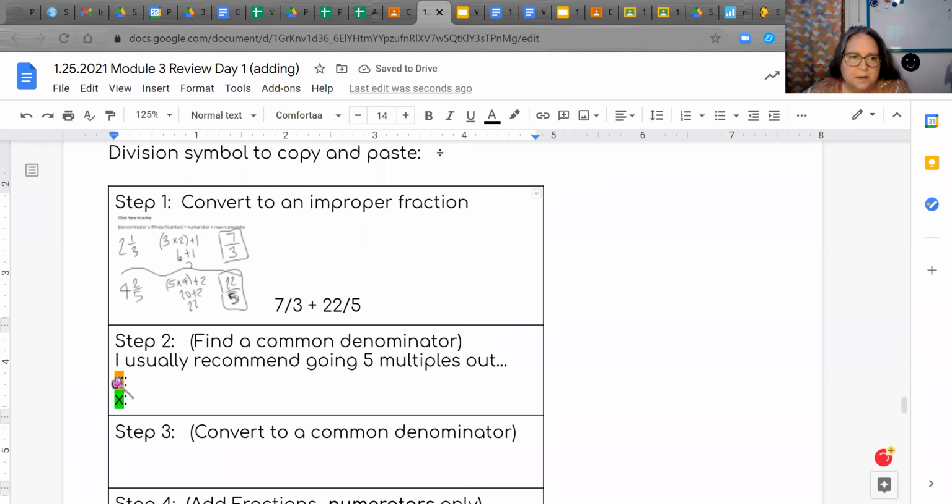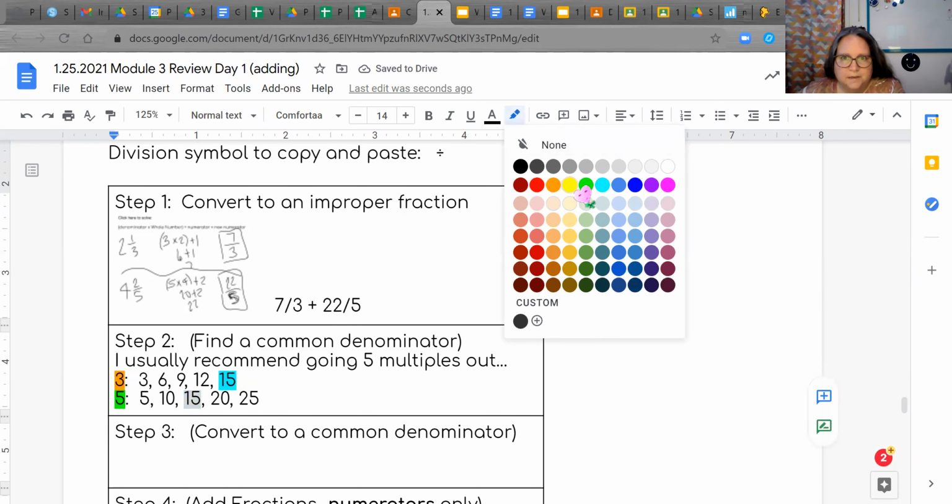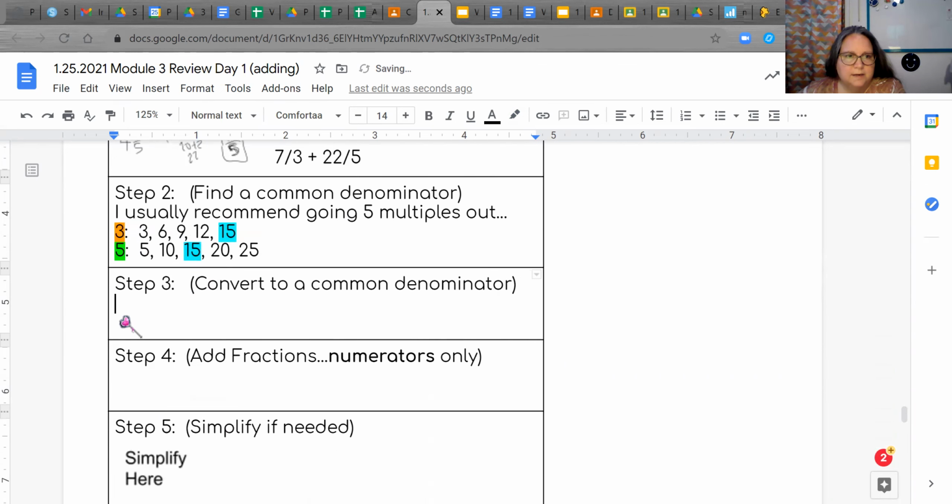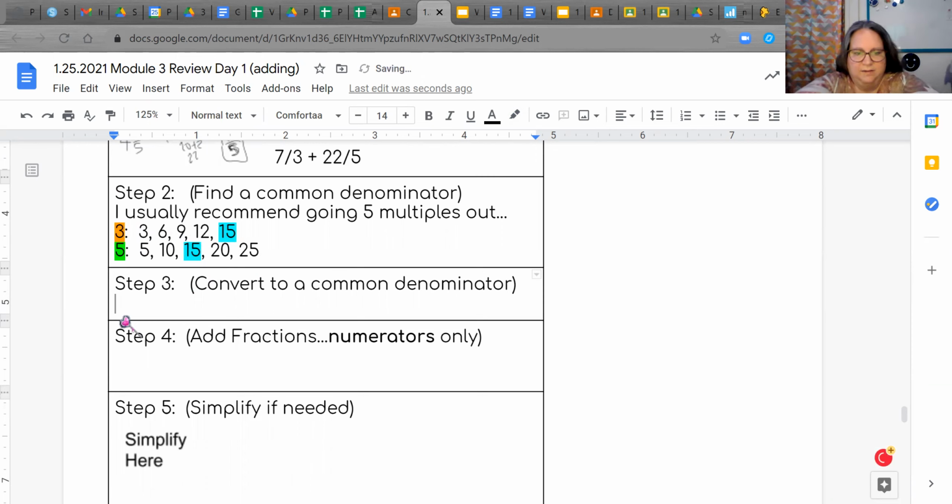So here we go. We got to find the common multiple, or the least, same as the least common multiple. That's what we're looking for. So I'm going to go ahead, 3, 6, 9, 12, and 15. And then right here we do 5, 10, 15, 20, 25. Yes, you guys probably already knew it was 15. And again, I'm going to quick highlight. Here we go, hold on. Now we can convert. So we have 7/3 times some fraction equals some number over 15.